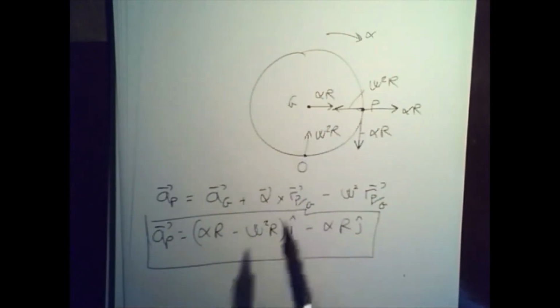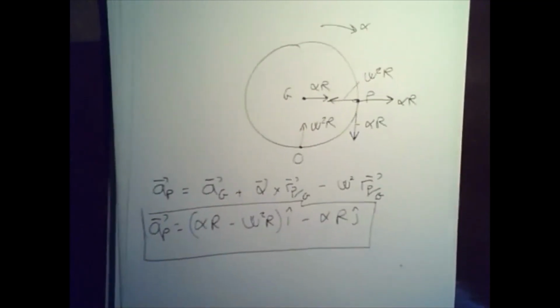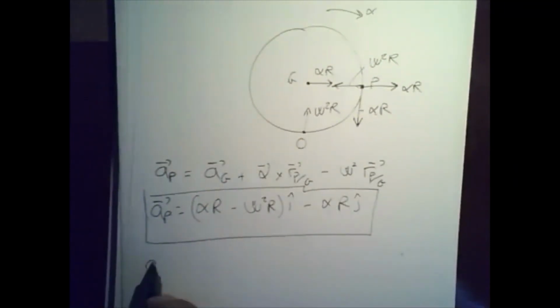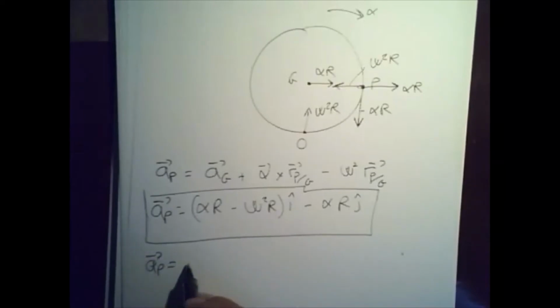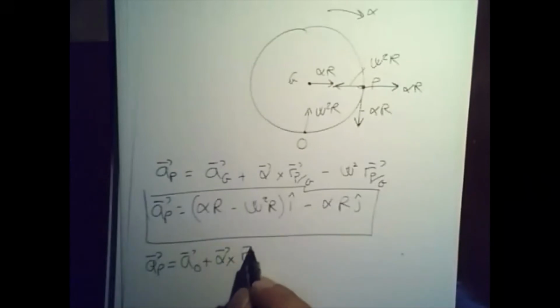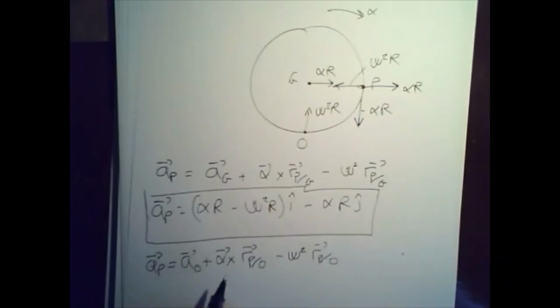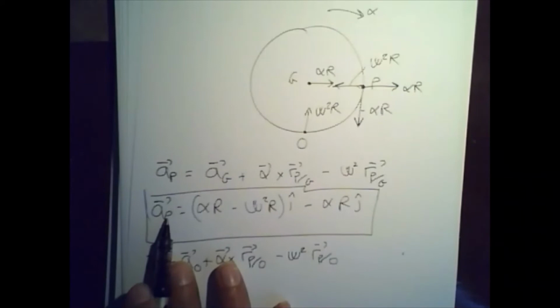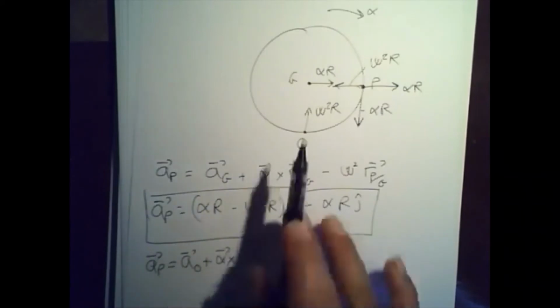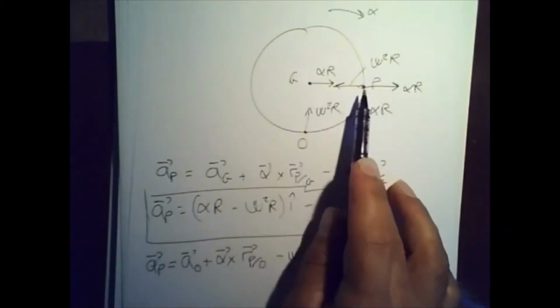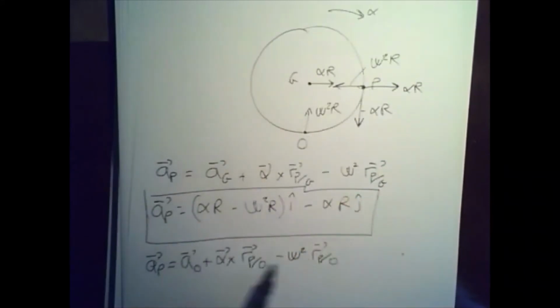Now let us try to find the acceleration of point P, but using point O as our reference point. In that case, acceleration of P is going to be equal to A O plus alpha cross RPO minus omega square RPO. Can one of you volunteer to help me do this? Let's also verify that this acceleration is the same as the previous one, which used point G as the reference.